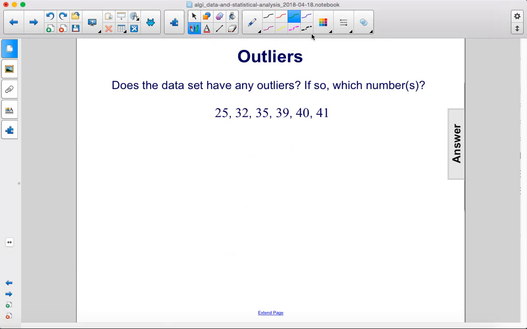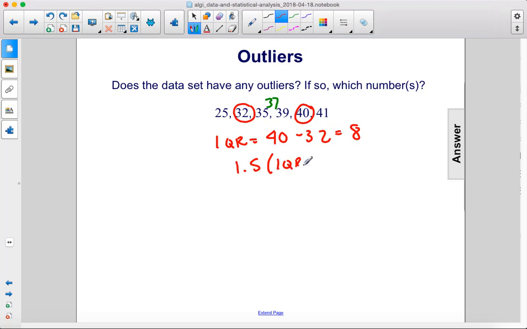Does the dataset have any outliers? If so, which numbers? All right, so our median here is the average of 35 and 39, which is 37. Our lower quartile is 32, and our upper quartile is 40. So our IQR equals 40 minus 32, which is 8. 1.5 times the IQR equals 12. 8 times 1.5 is 12.